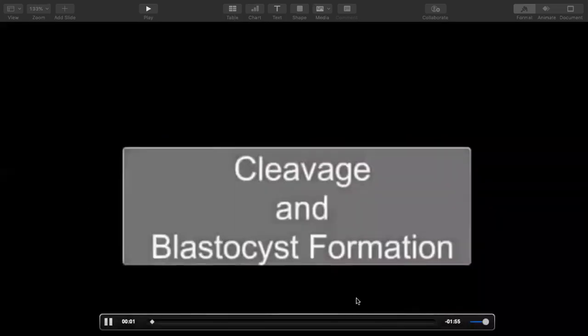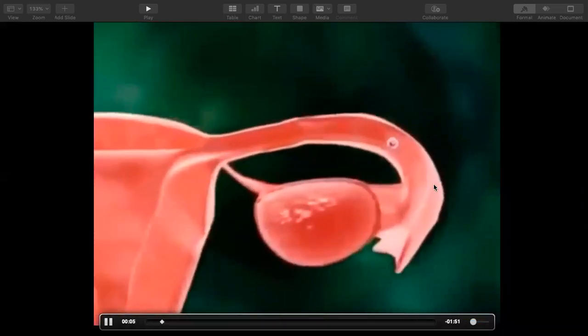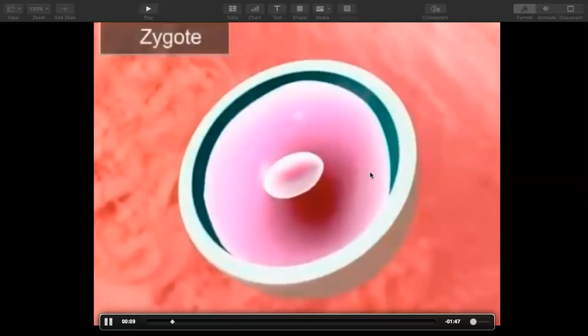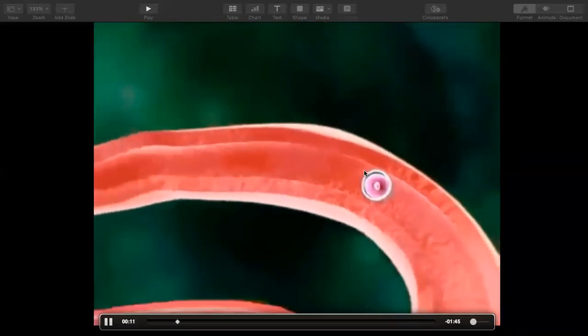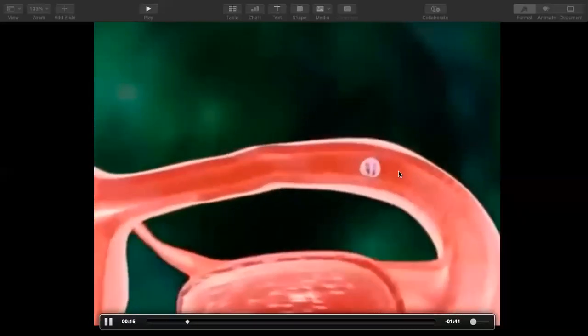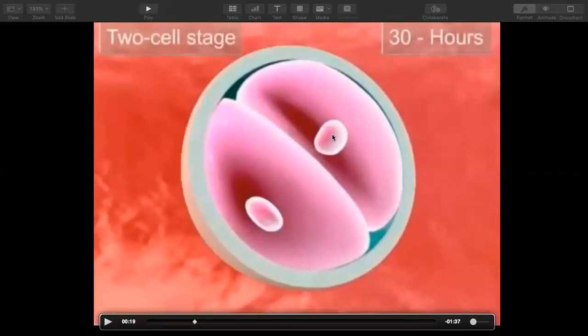What is cleavage division? There is a video again to show what cleavage division is. This is the ampulla of the fallopian tube. You can see this is still the egg, where fertilization has happened, and now this is called the zygote. Slowly the zygote is moving towards the uterus. This is what you have to observe. The zona pellucida is still intact.